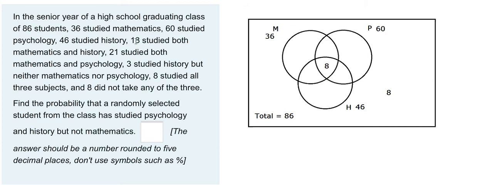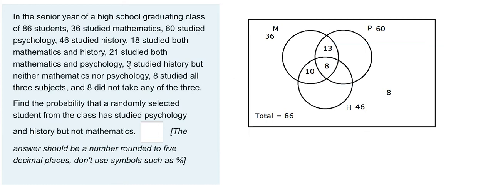The next one, 18 students study both mathematics and history, so we have 18. That's about mathematics and history, but we have 8 who study all 3 subjects, so this one should be about 10. 21 study both mathematics and psychology, so we have number 8 in here. So number 21 minus 8, you will get about 13.